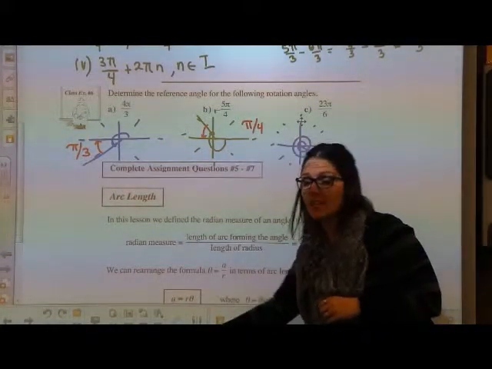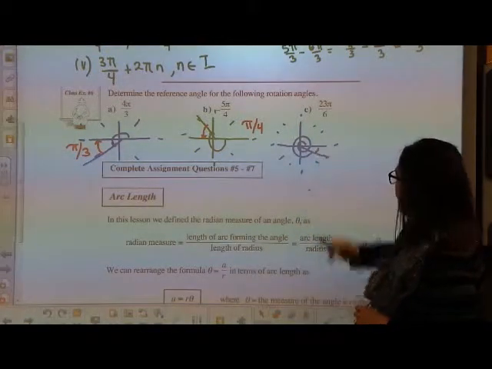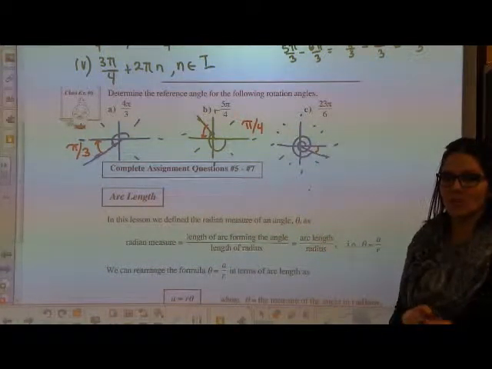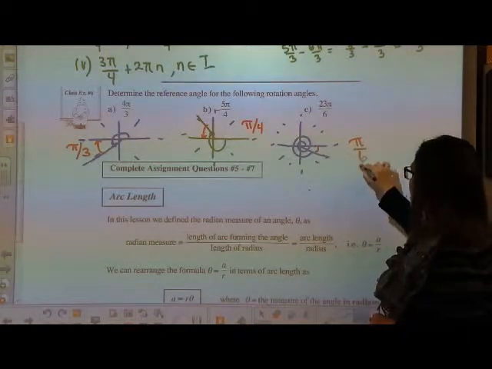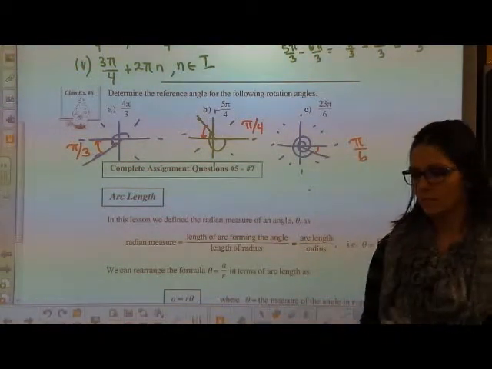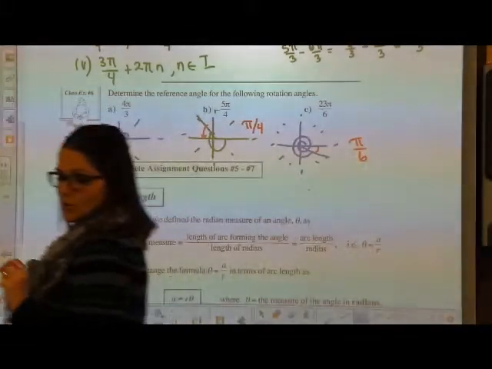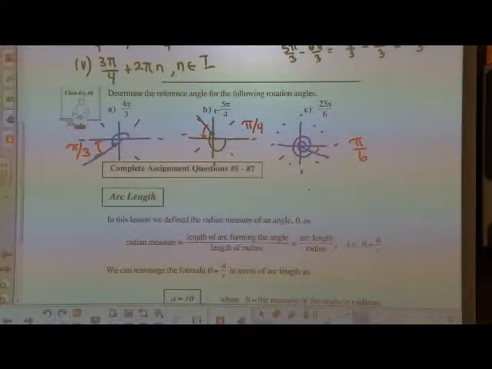So then my reference angle would be this little piece right here. How much is that little piece worth? Pi over 6. Okay, I'm going to push through and do the next part on arc length, and then I'll give you the questions to work on. That'll be for all of them.